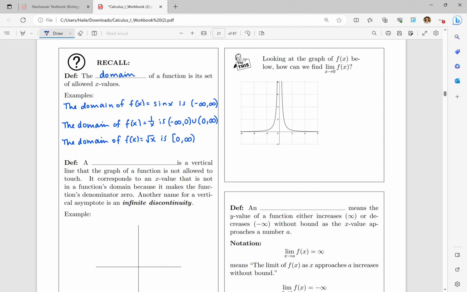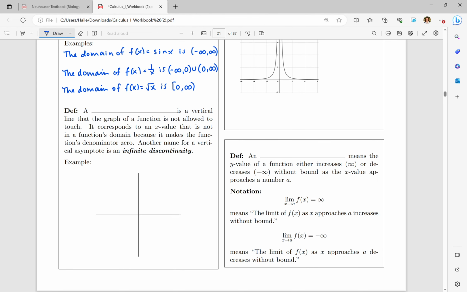Now, of course, you could come up with many other examples of domain. These are just 3 of your most common types. So either you might have something with all real numbers, or you have something that skips a couple numbers because they make the denominator 0, or maybe you have a root where you just can't have negative numbers. So even roots, you can't have negative numbers in the domain. Okay, so where are we going with this?